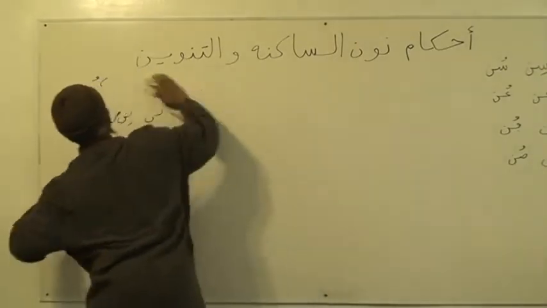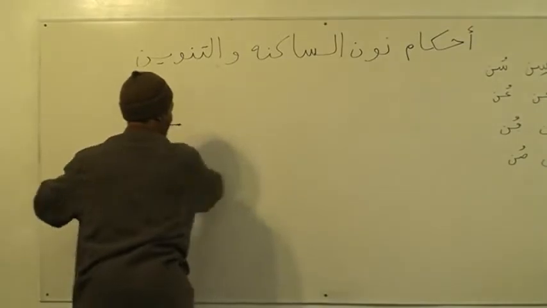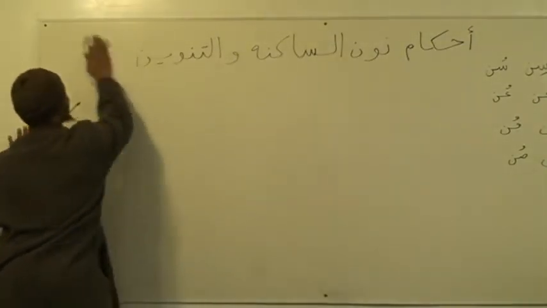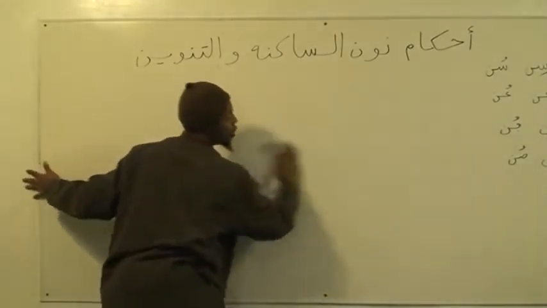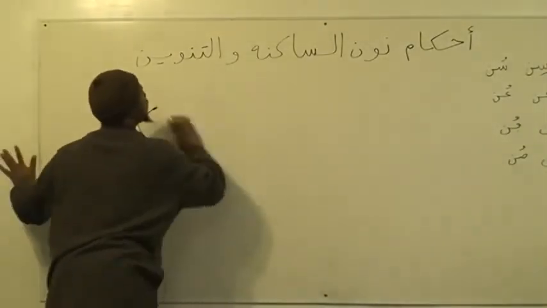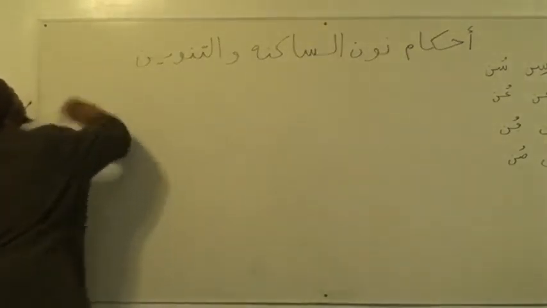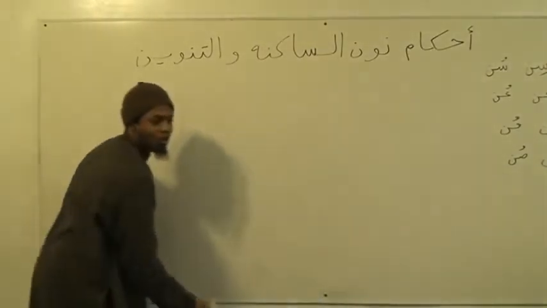So we're doing ahkam an-nun as-sakina wa tanween. Okay? Right now we're doing just the nun as-sakina. And the nun as-sakina is going to come in front of and behind all those different letters we showed, in one of those different forms. And that's the only way you're going to hear it. The way we're going over it now are all the ways the nun as-sakina may possibly come in a word.